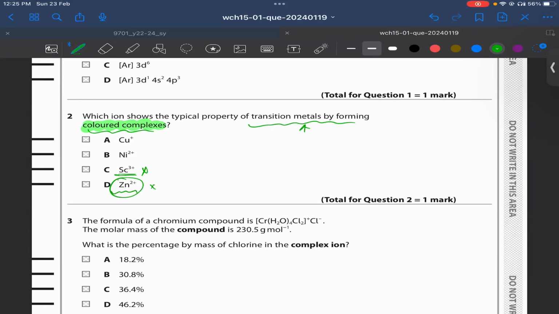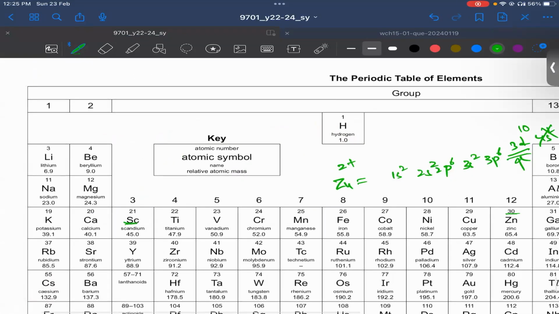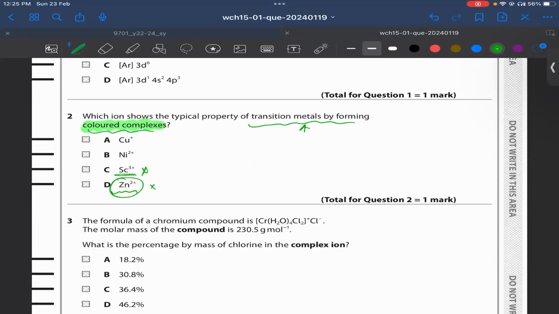Scandium has an atomic number of 21. So once it loses 3 electrons, this will be 1s2, 2s2, 2p6, 3s2, 3p6, 18, then 4s2 and 3d1. So losing 3 electrons, that means 4s will be lost, 3d will be lost. So it has 0 electrons in 3d. That's why the scandium 3+ ion is also not a transition element.